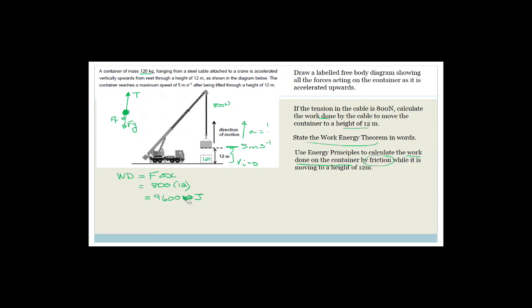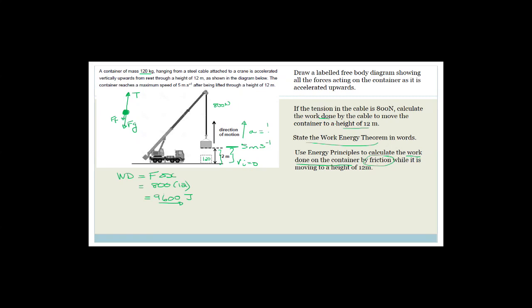9,600 joules. So the work done by the cable, just by the cable, just to move it, it's accelerating, but just to move it through this displacement of 12 meters, is 9,600 joules.